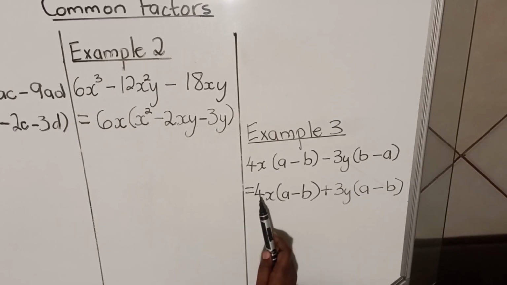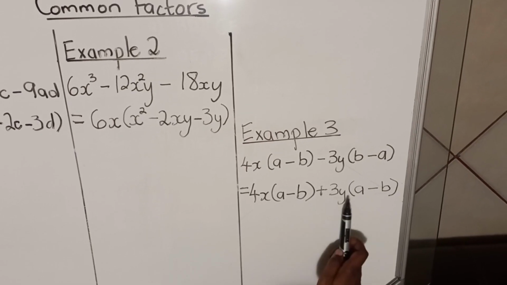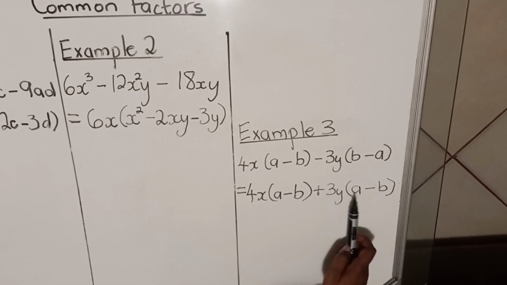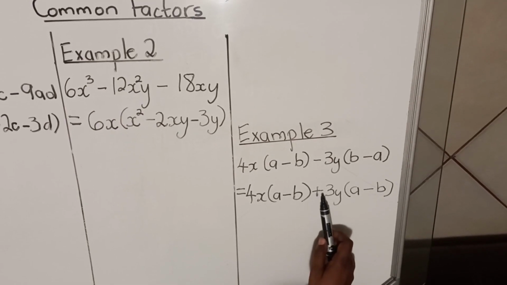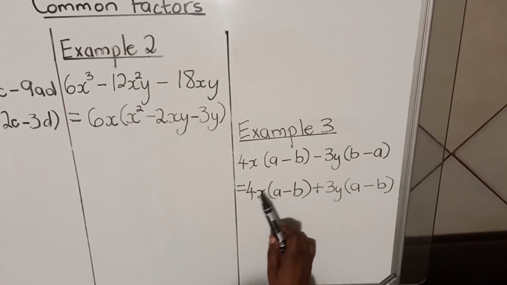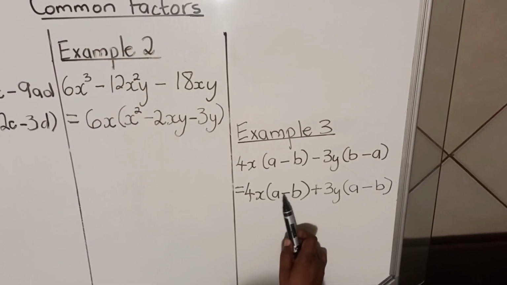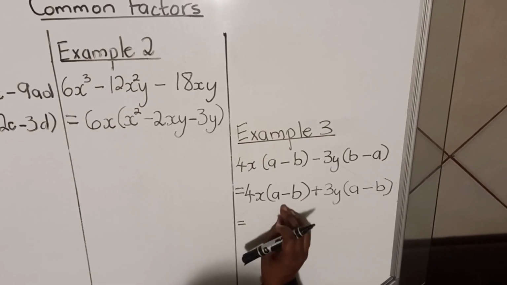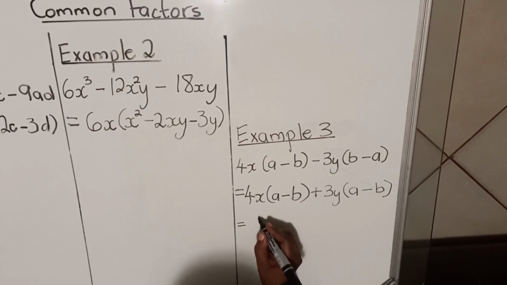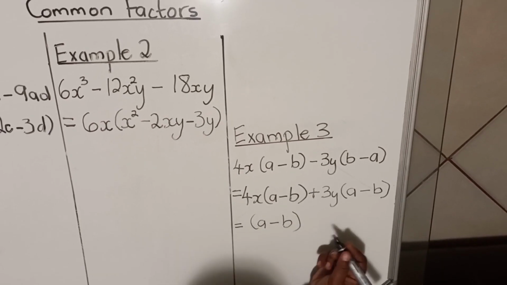Right, my first term is 4x, open bracket, a minus b. My second term is 3y, open bracket, a minus b. A term is divided by a plus or a minus that is not inside a bracket. This one is one term, even though it has that minus, because the minus is inside the bracket. So what is the common factor in the first term and the second term? The common factor is a minus b, right?